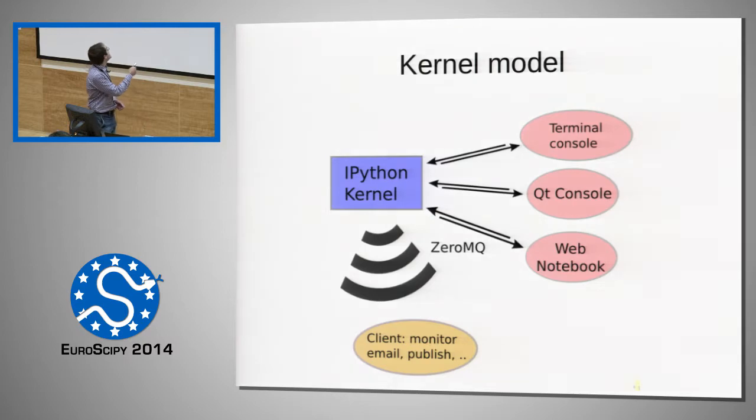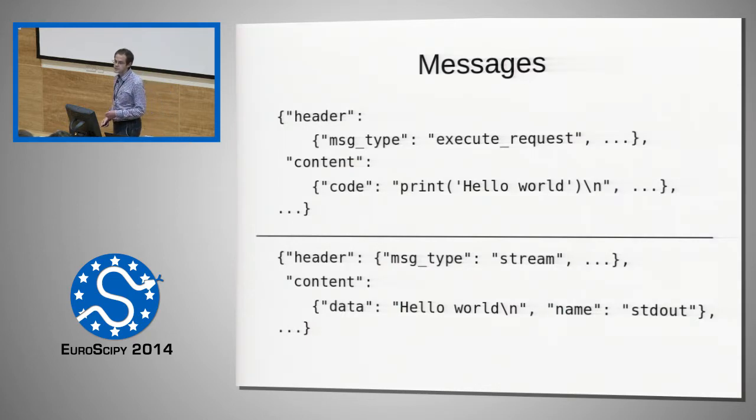There's also a broadcast channel, so you can connect to a kernel and monitor all the code that's running in it and all the output it's producing without having the full two-way connection to it. That isn't used very much yet, but it's a possibility that is there for future interfaces. And the messages look something like this.